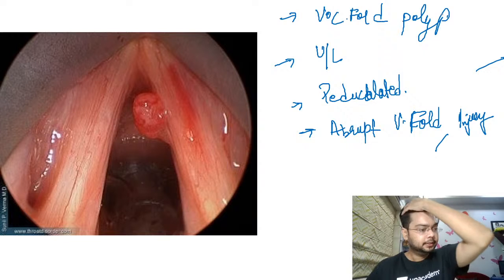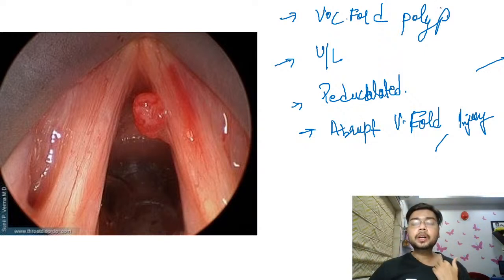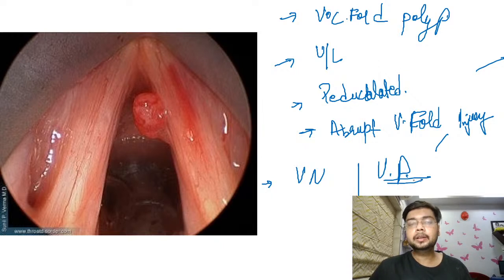Yeah, so this is a vocal fold polyp, and here the treatment of vocal nodule and vocal polyp differs. So can you tell me what is the treatment of vocal cord nodule and what is the treatment for vocal cord polyp?